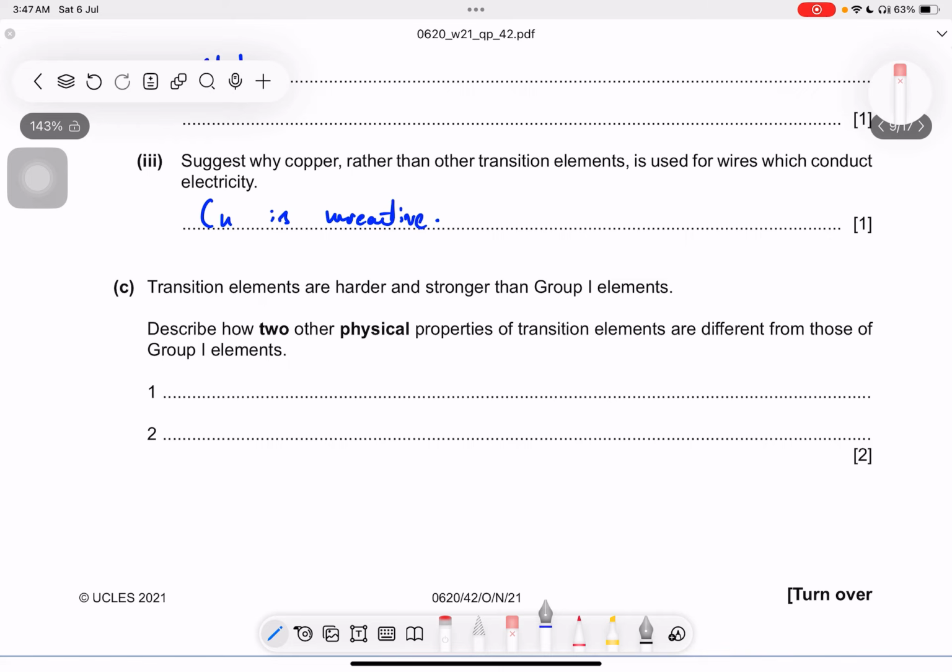Transition elements are harder and stronger than group 1 elements. Describe how two other physical properties are different from those of group 1 elements. So they are harder and stronger, and they have higher melting points, boiling points, and higher densities.